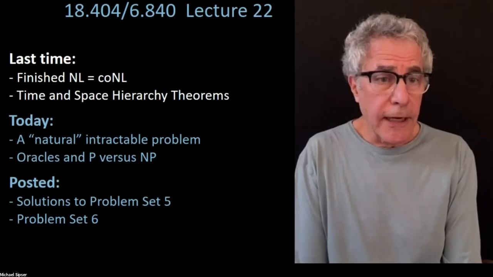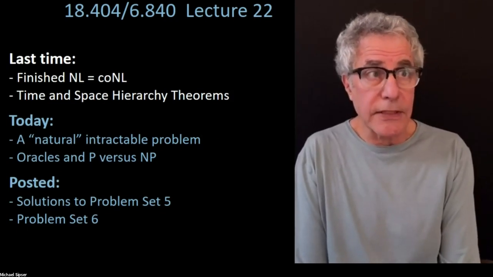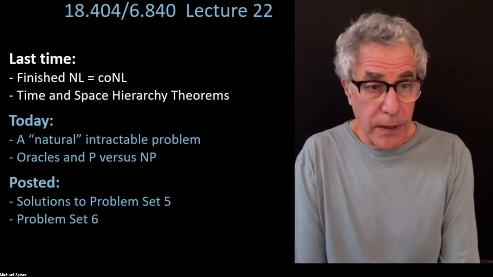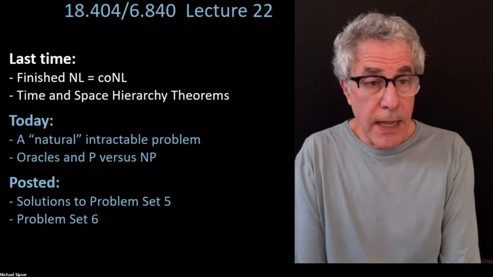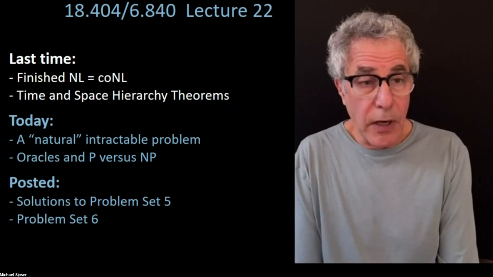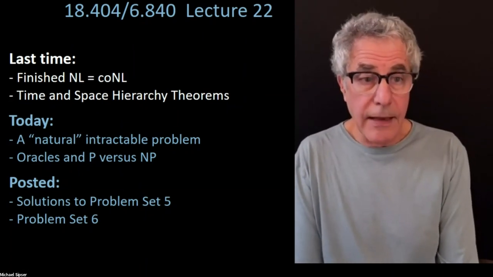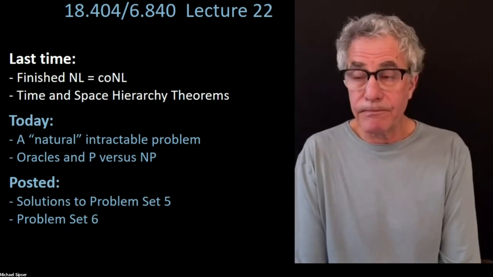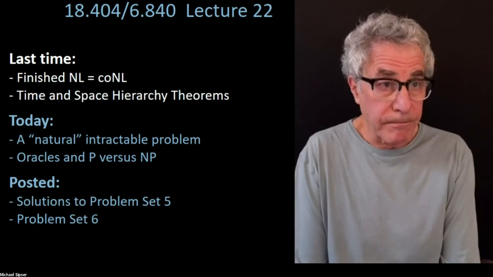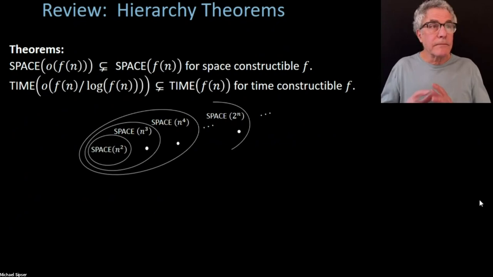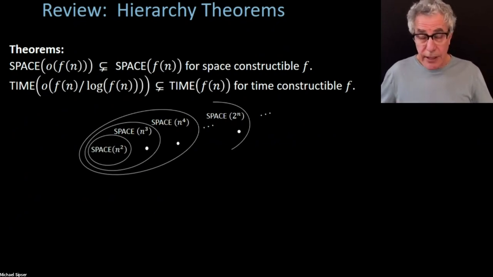So today we're going to build on that work to give an example of what we call a natural intractable problem. We'll say a bit more about what that means. And then we're going to talk about something which is a different topic, but nevertheless related, having to do with oracles and methods which may or may not work to solve the P versus NP problem, which of course is a big open problem in the field. Okay, so the time and space hierarchy theorems, because we're going to be using those today.